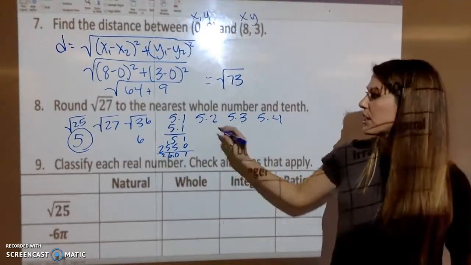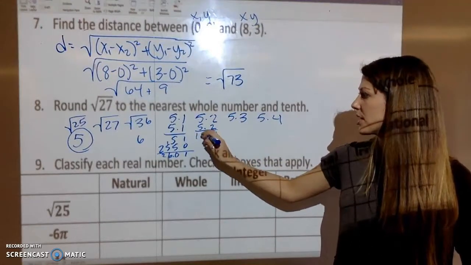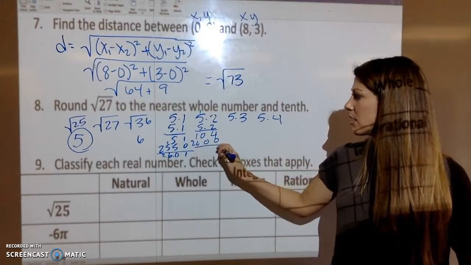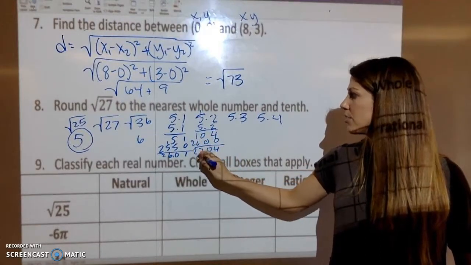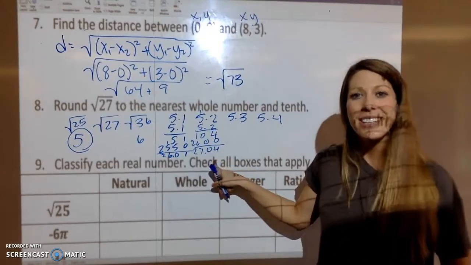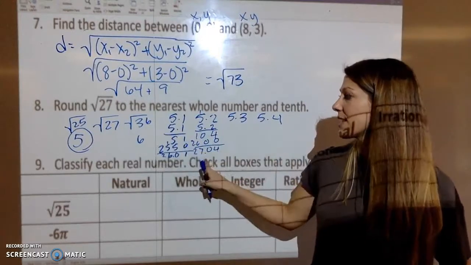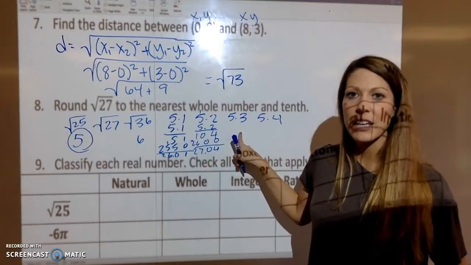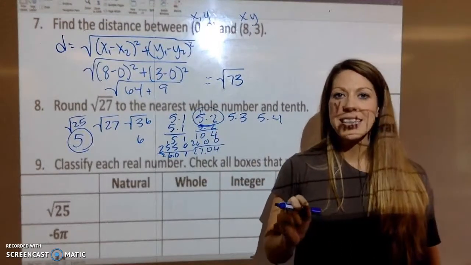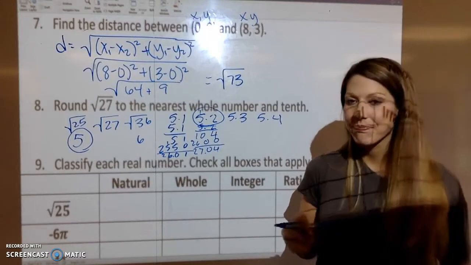So let's try 5.2. 5.2 times 5.2, let's see if we can get closer. Here I got 27.04. So that's pretty close. And it went over 27, so we know 5.3 is not going to be any closer. So 5.2 is the closest tenth to the square root of 27.